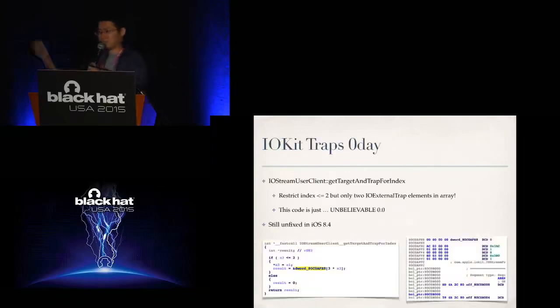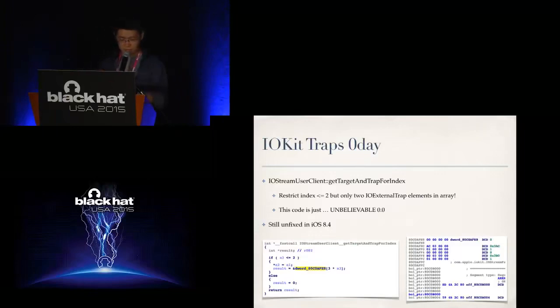Anyway, we think that the MIG subsystems are not well fuzzed in previous work. So maybe in the future there may be some bugs found in this. But today we just give an example of the result of our fuzzers. This bug exists in the IOKit traps.